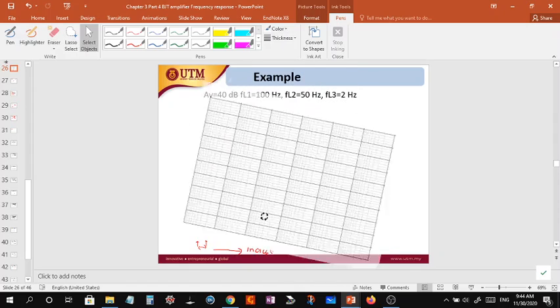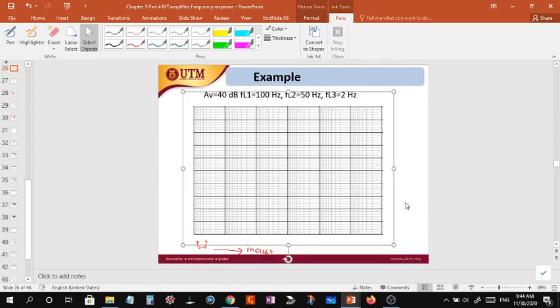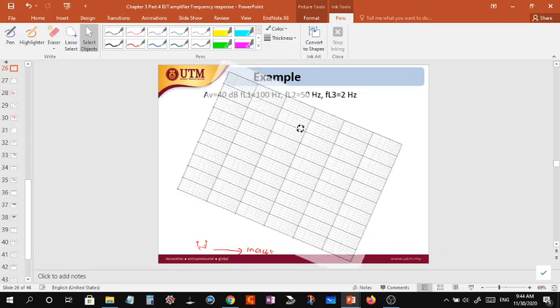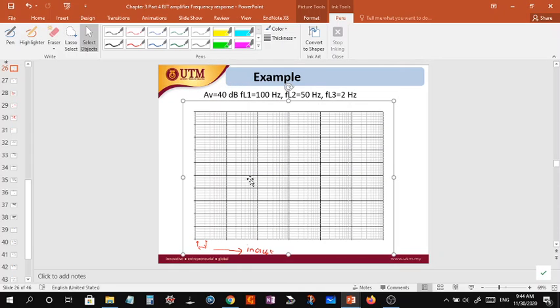So for example, this is not correct. Okay, this is not correct because the increment direction is towards the left side. Okay, so this is one of the reminders. You need to be reminded to make sure the direction of the log scale is correct.